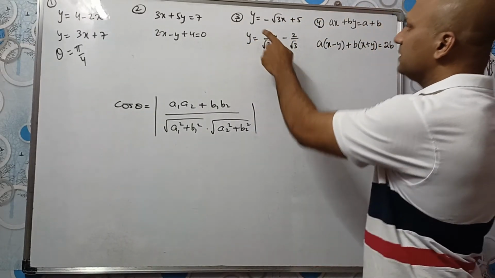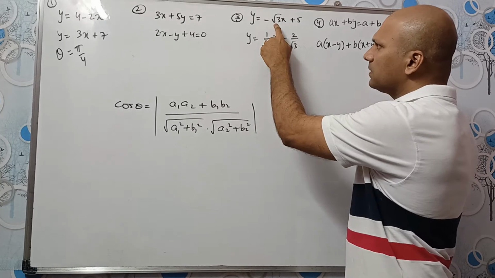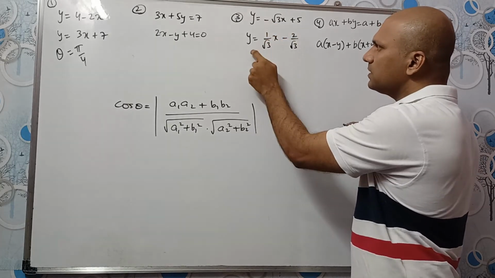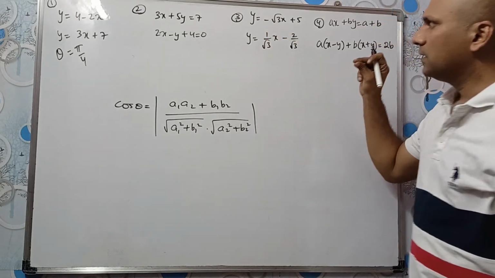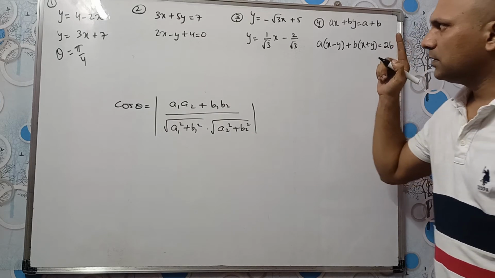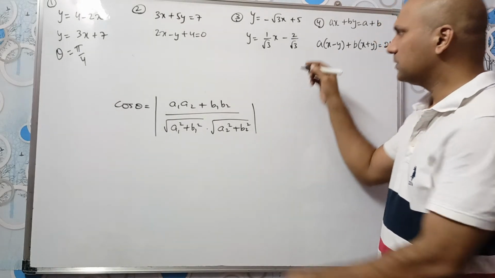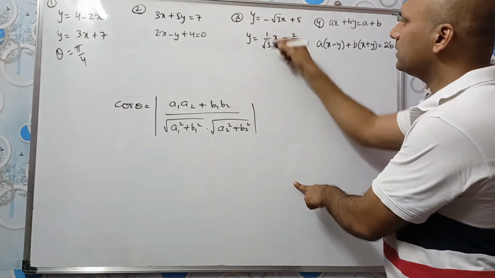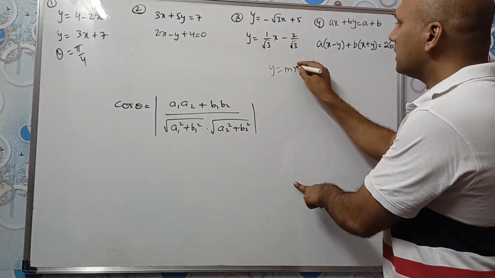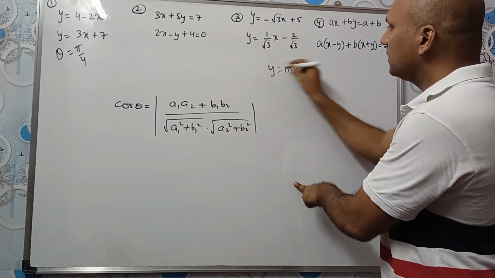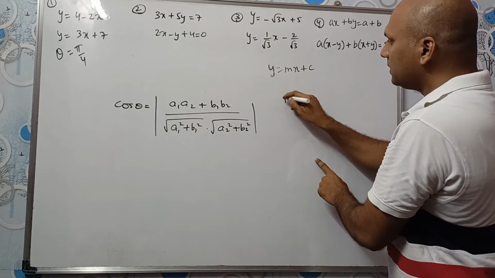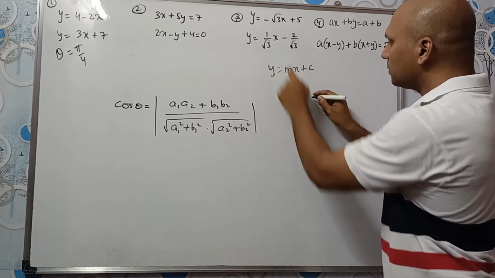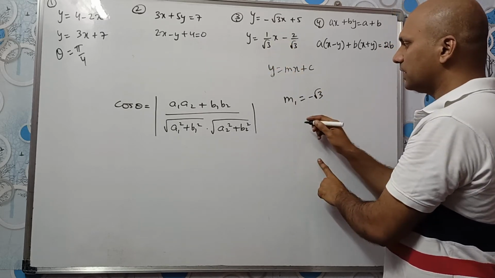Alright. So see here, y is equal to mx plus c, right? Can we use the tan formula here? It will be easy, right? If you compare this with y is equal to mx plus c, what will be the slope of the first line? Let us say it is m1, it is equal to minus root 3.